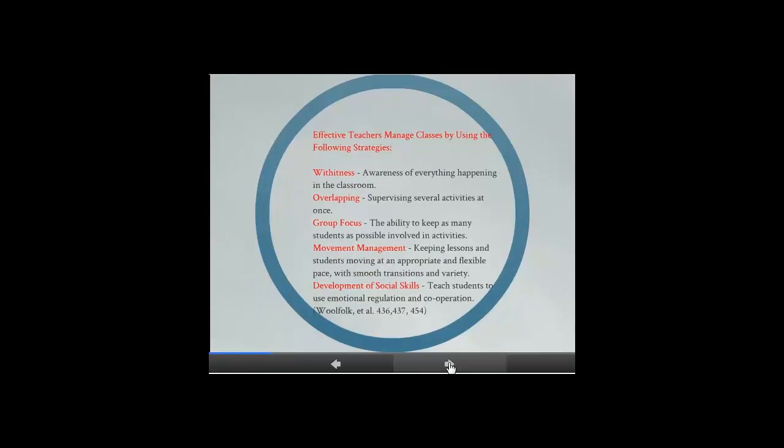Effective teachers manage classes by using the following strategies. Withitness, awareness of everything happening in the classroom. Overlapping, supervising several activities at once. Group focus, the ability to keep as many students as possible involved in activities. Movement management, keeping lessons and students moving at an appropriate and flexible pace with smooth transitions and variety. Development of social skills, teaching students to use emotional regulation and cooperation.